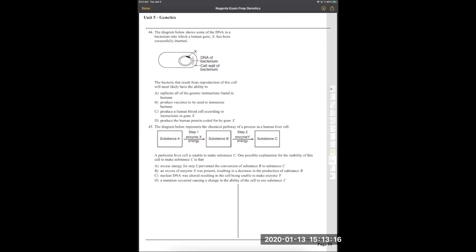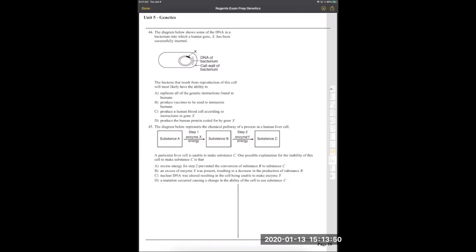right off the bat, it ran out of energy. But do we have that? Let's see, excess energy for step 2 prevented the conversion. I don't think that would be the case. An excess of enzyme X was present. An excess, what's up with this excess? Was present, resulting in a decrease in the production of substance B. Okay, I don't understand that.